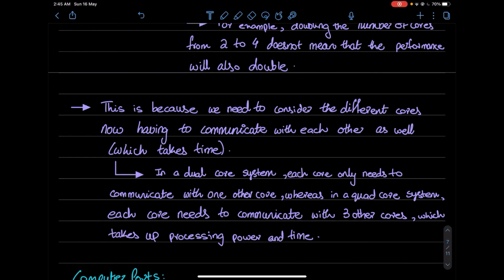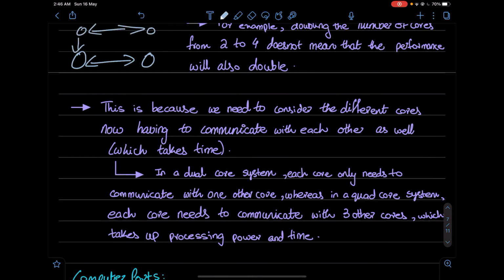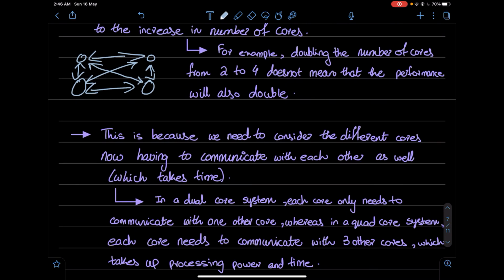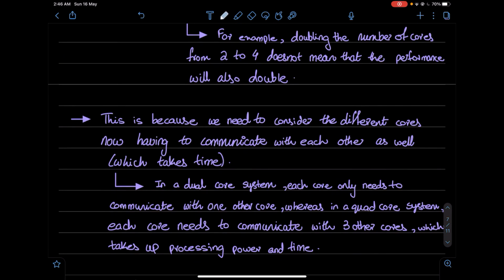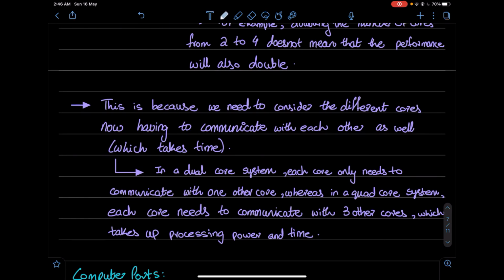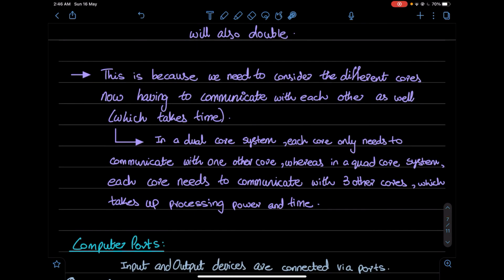So if you have a dual core, these communicate with one another. But if you have a quad core, you have 6 channels, right? Because these will have to communicate with one another. Each has to communicate with 3 other cores, right? So this creates a communication barrier, which turns out to be a limitation, which therefore means the performance is not proportional to the number of cores, right? So this is what it means, right?